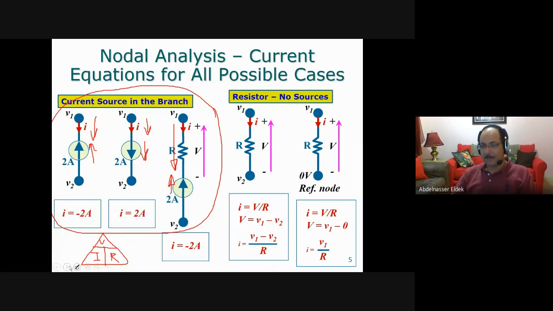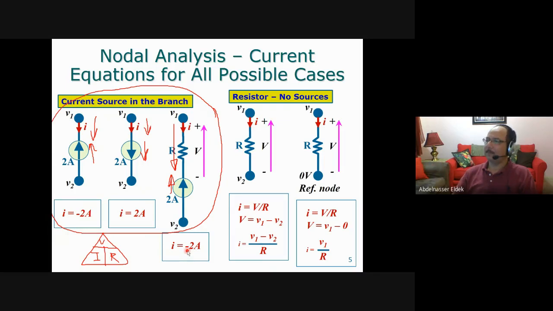So this is the first way to calculate the current. Well, actually, it is not calculated, it is given. You know the current already. So the current here is -2, +2, -2, depending on the direction. So number one, you have a current source in the branch. Only two ways. Number one, you have a current source in the branch. Second, you must have a resistor, and in this case, you will use Ohm's law.